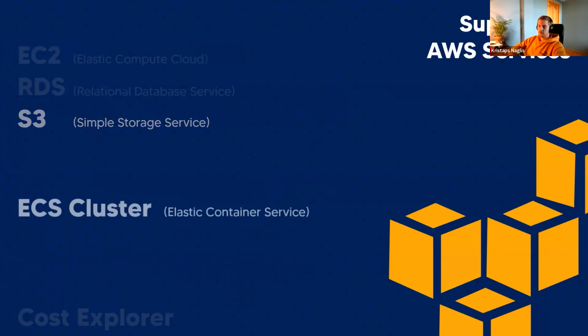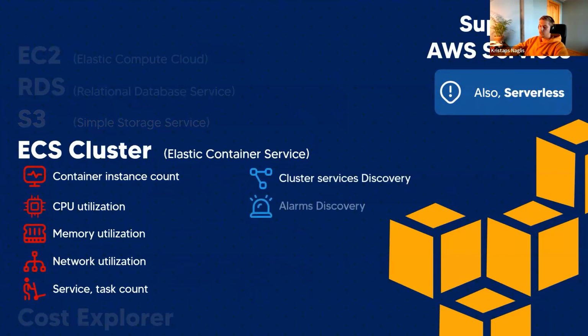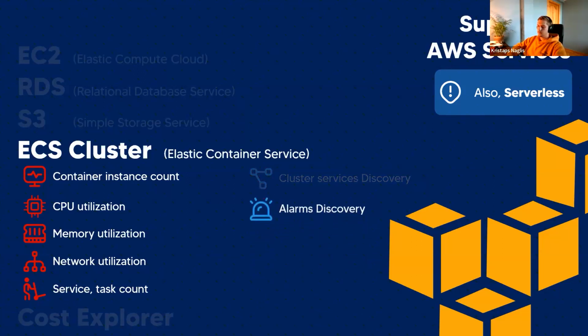So one of our new templates in this AWS is ECS cluster, basically for your containers. Here you can monitor container instance count, also resources such as CPU, memory, and network, and services. Also, it's possible to discover your services automatically and see these resources for each service separately, also tasks and network utilization as well. Similar for alarms, state, and reason.